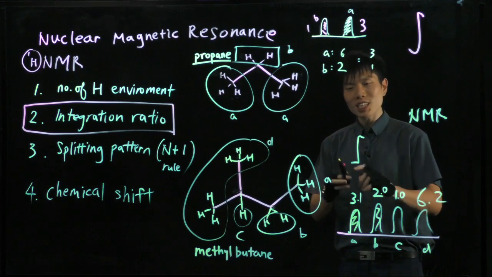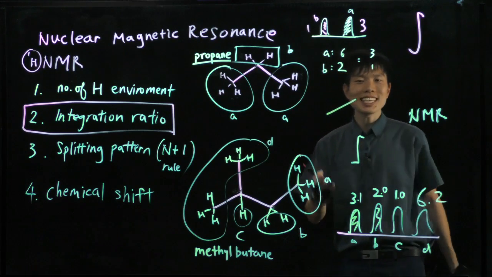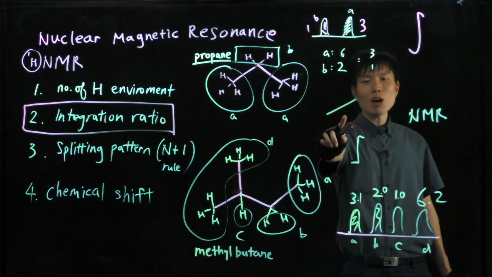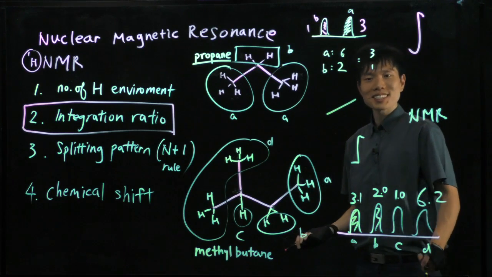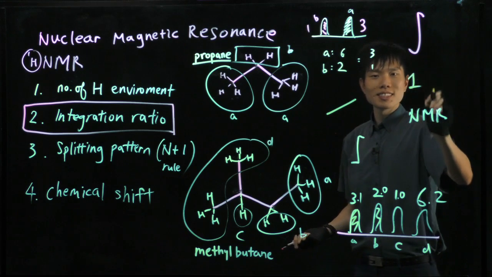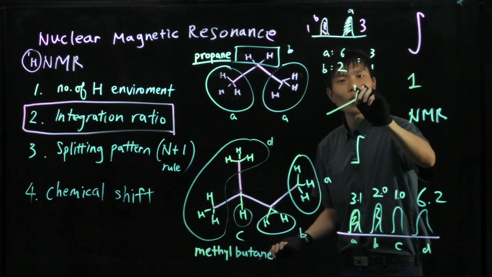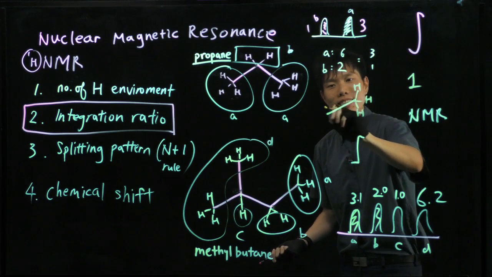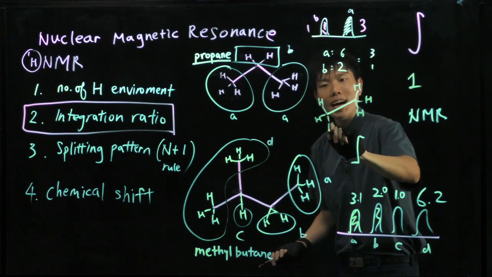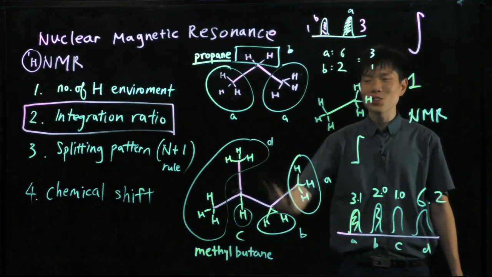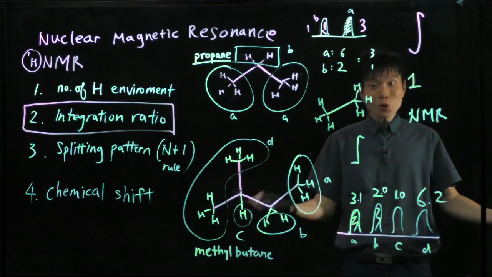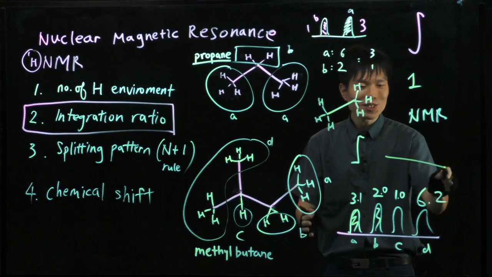Now for a bonus question, let's look at this. This is ethane. How many signals do you see? The answer is 1. Because there's only 1 kind of proton. There's 6 of them, but they are all identical. And so what is the integration ratio? There is no ratio because that's the only signal you see in the graph.